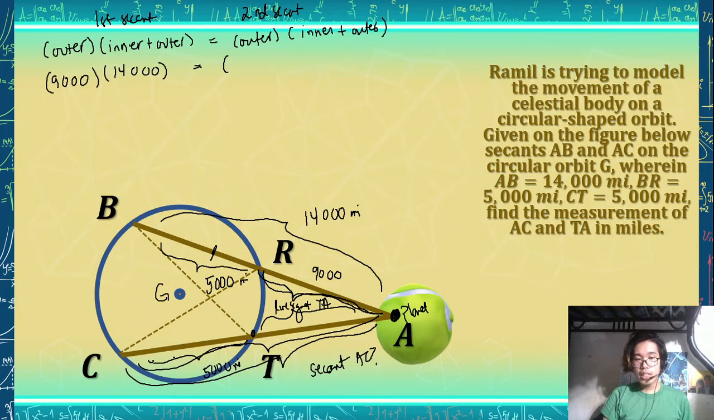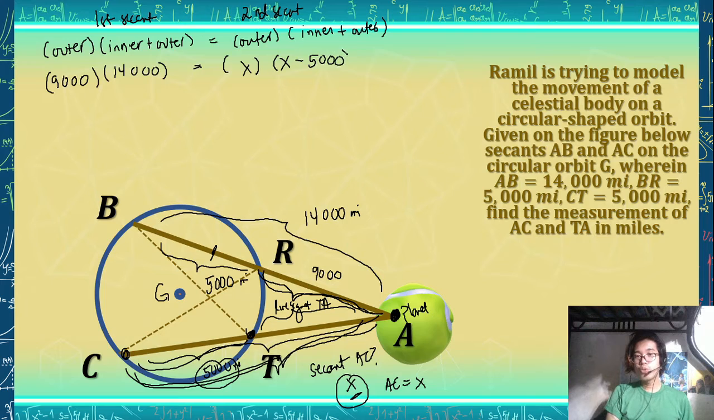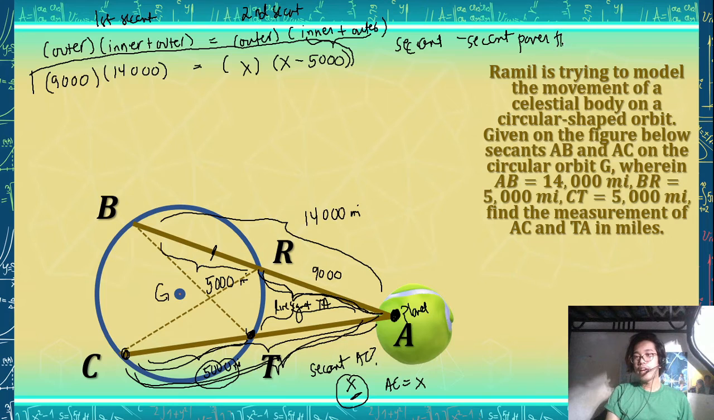For secant CA, we don't know the value, so we represent it with x. So AC is equal to x. That's x times the sum of the inner and outer parts of the second secant. Since CT is equal to 5,000 and the entire segment is x, x minus 5,000 represents the other part. Therefore, we have here an equation, a very important equation for the secant power theorem, which we'll use to solve for x.